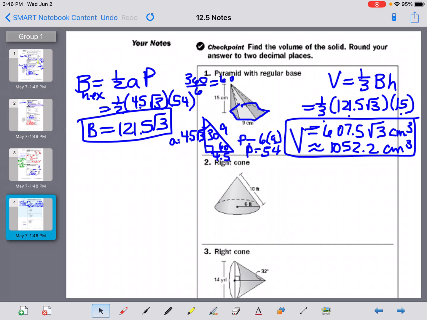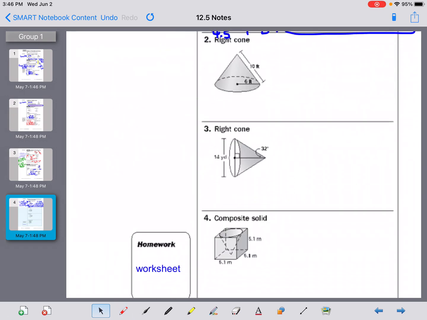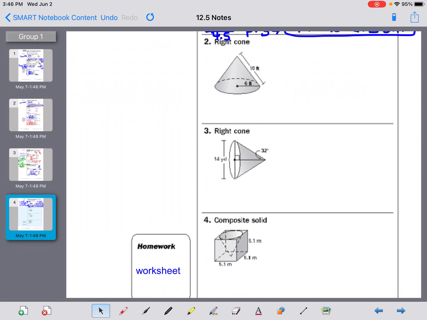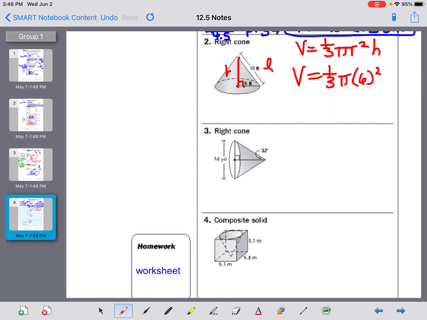All right, moving on to this right cone. On a cone, to be honest, whether right or oblique, they have the same equations. Volume equals 1/3 pi r squared h. So I'm looking here. I have a radius of 6, but I'm missing the perpendicular height. This is the slant height. I need the height, okay?